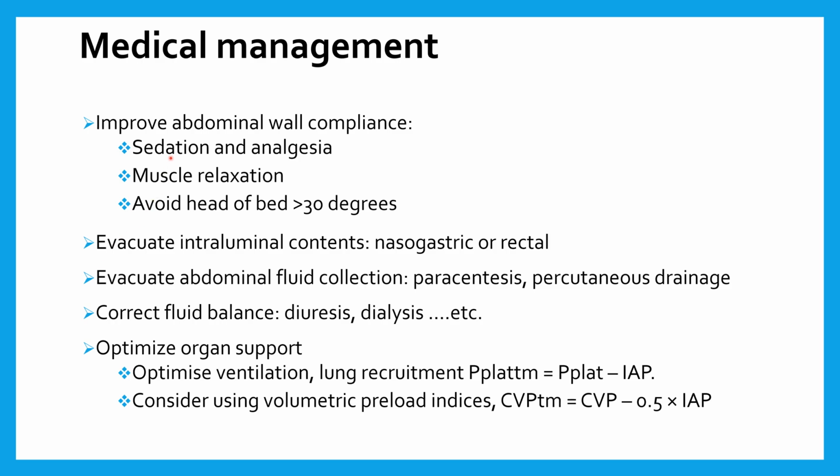First, to improve the wall compliance, we have to give adequate sedation and analgesia. We have to give muscle relaxation if we have to, and we have to avoid elevation of the head of the bed more than 30 degrees. Then we have to evacuate intraluminal contents by nasogastric or rectal tube. We have to evacuate any abdominal fluid collection, if we have significant ascites, by paracentesis or percutaneous drainage.